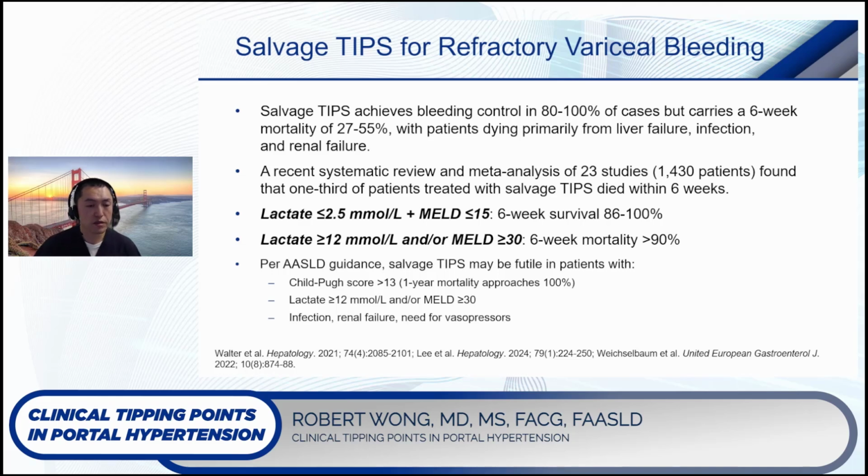And because of that, the guidelines do suggest that salvage TIPS may be futile in certain populations, including those with Child-Pugh score greater than 13, high lactate or MELD, as suggested by the study, and of course, those that have other contraindications such as ongoing active infection, renal failure, or continued need for vasopressor therapy.